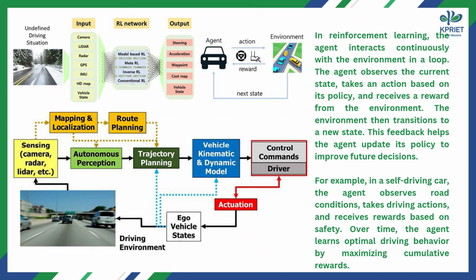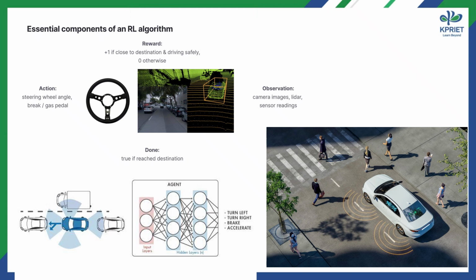Here our agent is the car, and it is giving action to the environment, getting the rewards, and moving to the next state. This is the block diagram where sensing by camera is followed by autonomous perception, trajectory planning, vehicle kinematics and dynamic model, and control commands to the driver where the actuation is happening. So this is the real-time image of self-driving vehicles. So action, reward, observation, and then actions like turn left, turn right, brake, and accelerate, and the surrounding people's interferences are all obtained here.